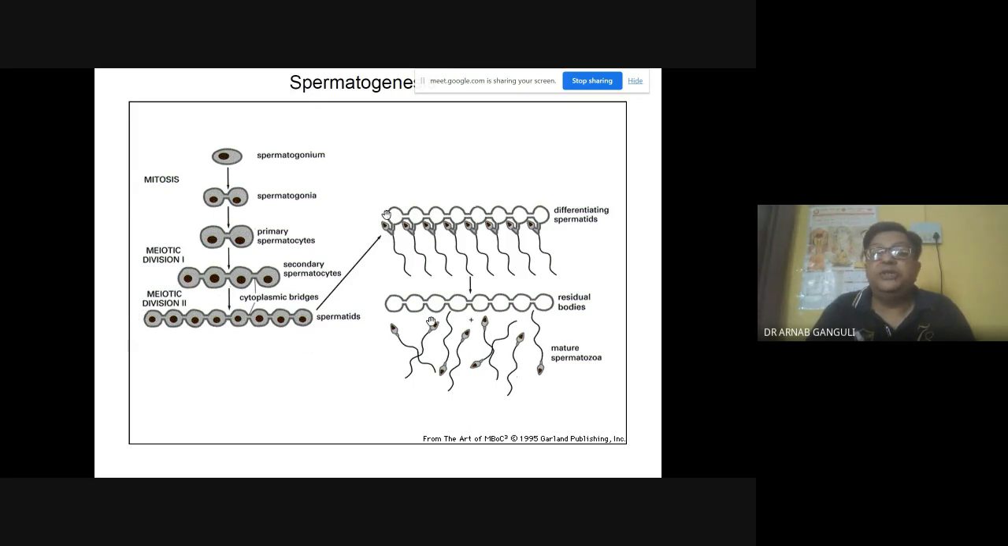Then through the process of differentiation, spermiogenesis, these spermatids become spermatozoa, and then they're released and the residual bodies remain behind.